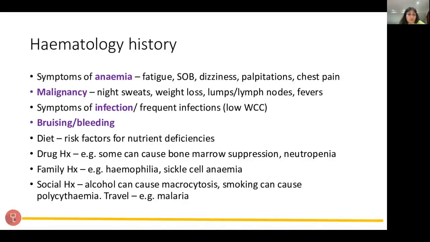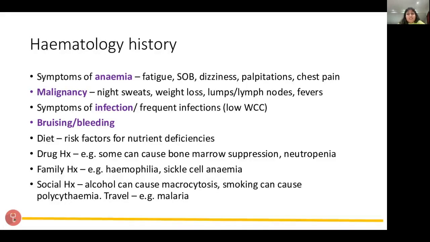So important to ask about their diet. So that will be particularly important for any nutritional deficiencies. So, like the classic sort of, do you eat green leafy vegetables for anemia? Are you vegan? Because vegans can sometimes have a low B12. So yeah, just sort of general things like that.